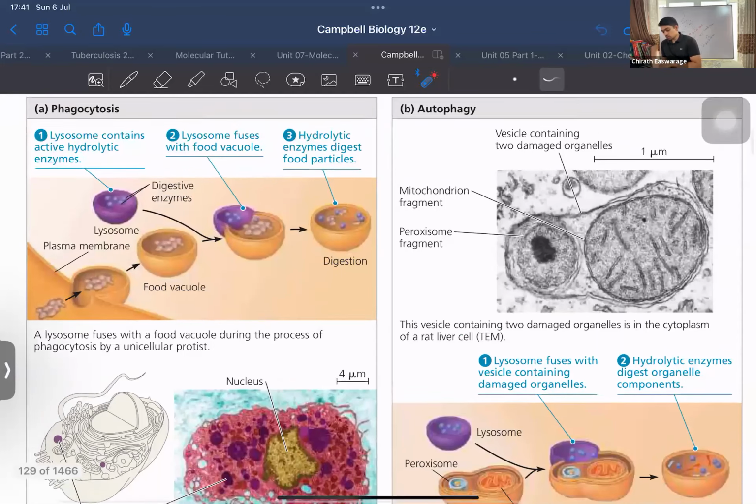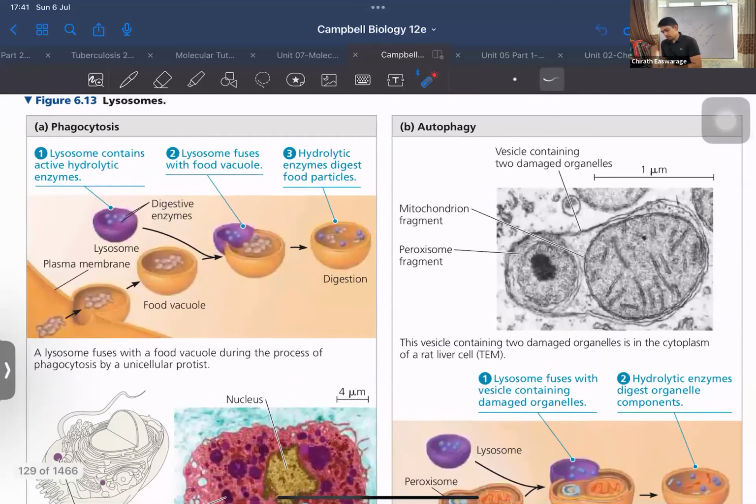That is called what? That is called autophagy. Autophagy.